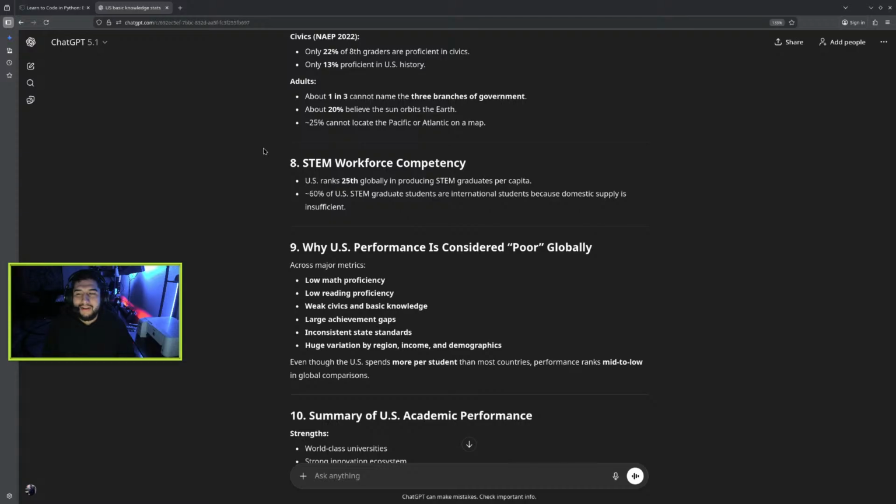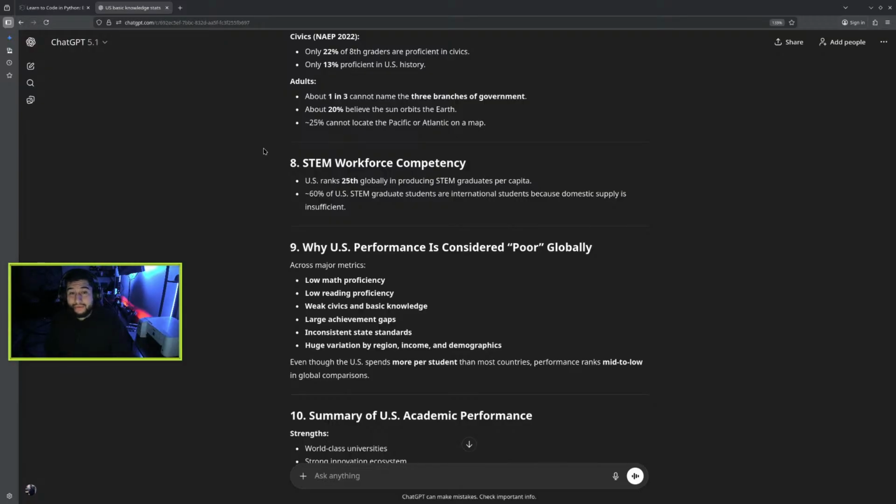No. 25% cannot locate the Pacific or Atlantic on a map. Doesn't the map... is it that if they erase or cover the Pacific and Atlantic Ocean on the map, or is it with the words actually there and they still can't find it?